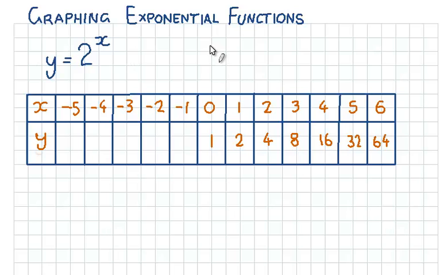On the left hand side, when x becomes negative, we can use the power law: a to the power of minus m equals 1 divided by a to the power of m. So 2 to the power of minus 1 is the same thing as 1 divided by 2 to the power of 1. So it's the same thing as 1 divided by 2 here. 2 to the power of minus 2, that's the same thing as 1 divided by 2 to the power of 2. 1 divided by 2 squared, it's the same thing here as 1 divided by 4.